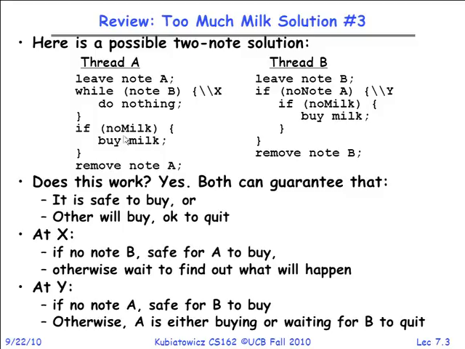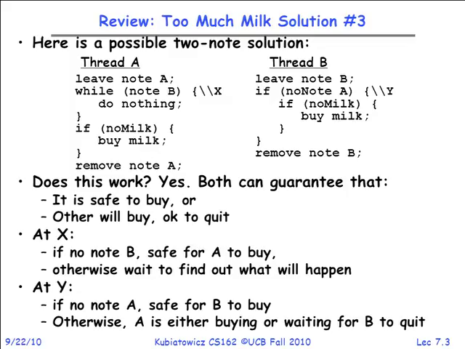Checking for milk and buying milk are together atomic, and it's when we interleave the two in some weird way that we end up with that scenario of too much milk. Okay? Are we good on this? Did anybody stare at this and convince themselves it doesn't work? Come on, somebody must have convinced themselves it doesn't work. No? All right.